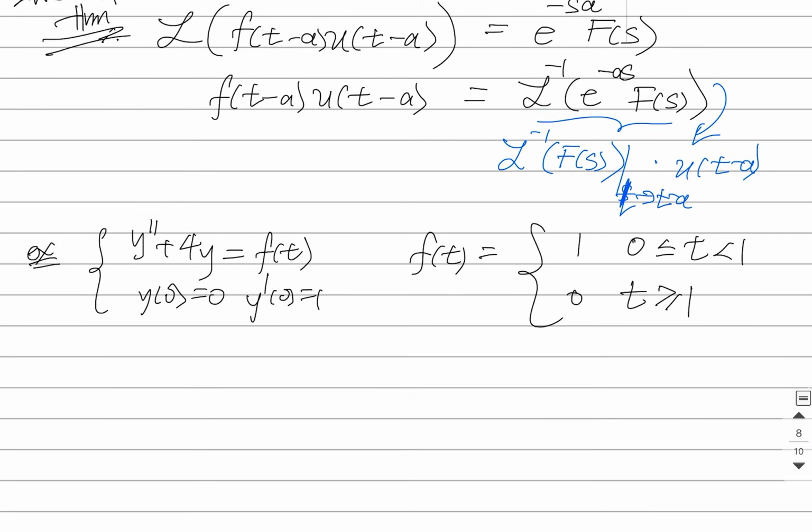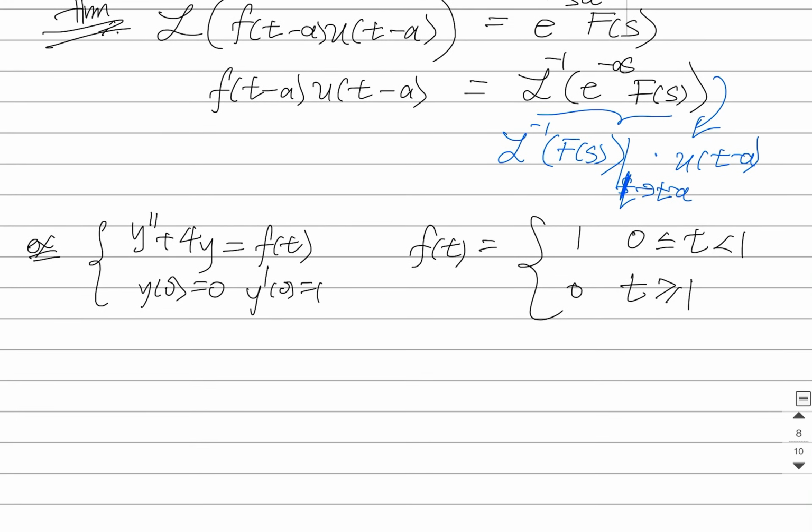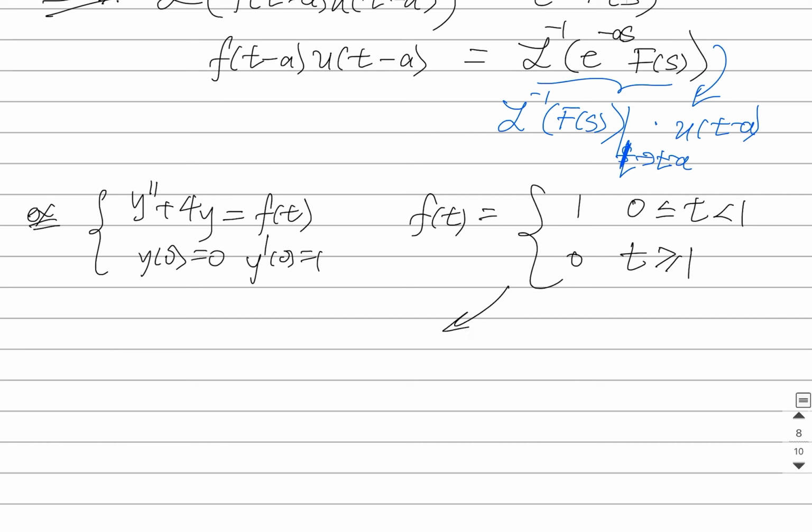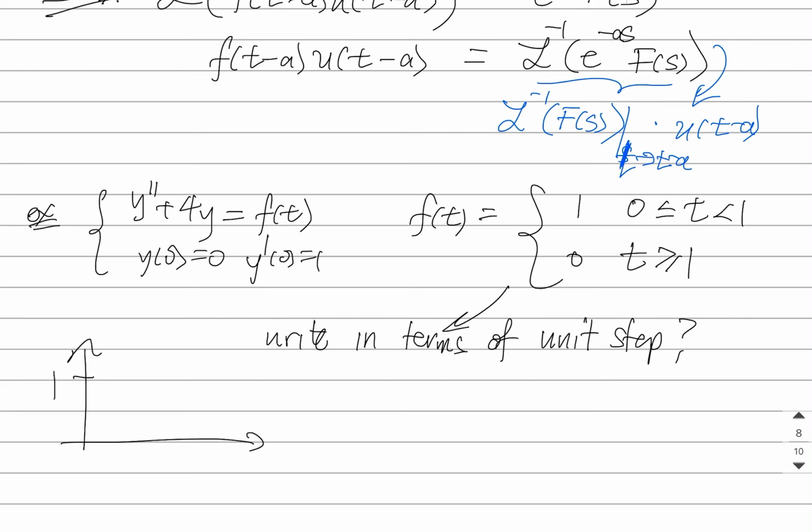So a really, really important skill when working with unit step functions in Laplace transforms is, how do I write this in terms of a unit step? Because my goal here is to put this in terms of a unit step so that I can use the translation theorems, right? The picture kind of works like this. It'll be a 1, it'll be on until that first second, and then it will be off.